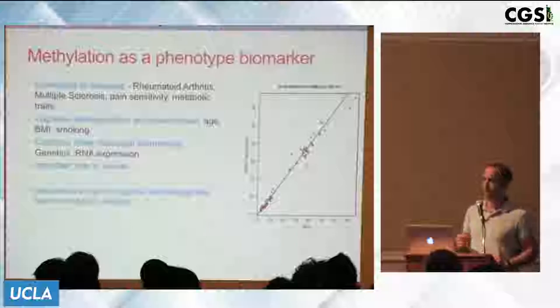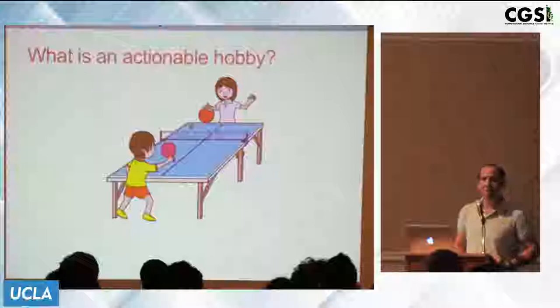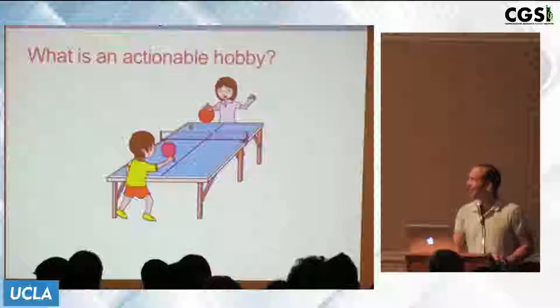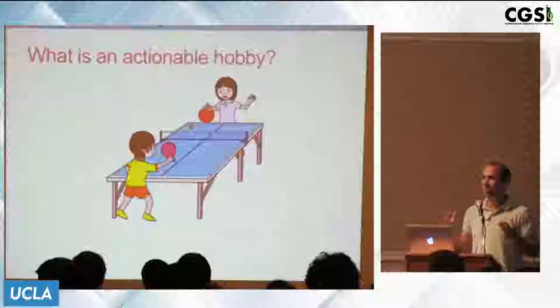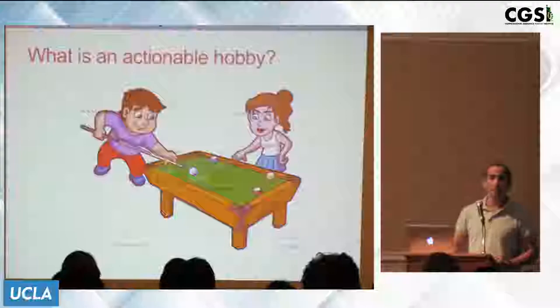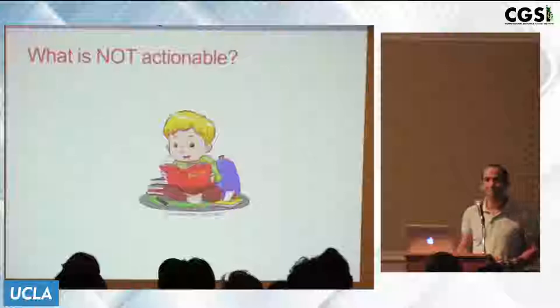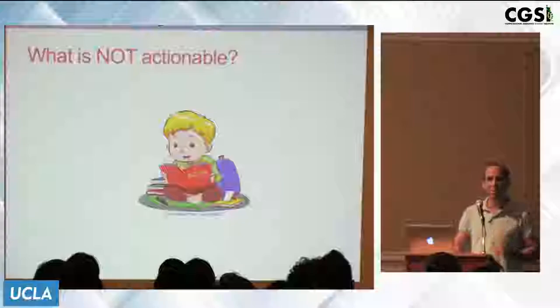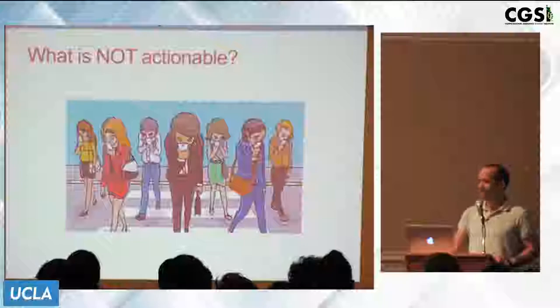So let me talk about what is actionable. Okay, I heard there was a discussion about this this morning. An actionable hobby based on the CGSI definition is a hobby that you do with two people together. For instance, ping pong is a great example. Pool is a great example. Eating is a great example. What is not actionable? Reading a book, unless, you know, you can always read in a group, I understand, but reading a book is not actionable. Taking pictures is not actionable. Okay, so let's go back because we don't have time.